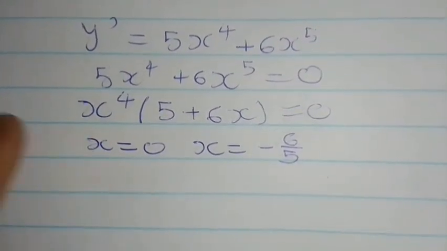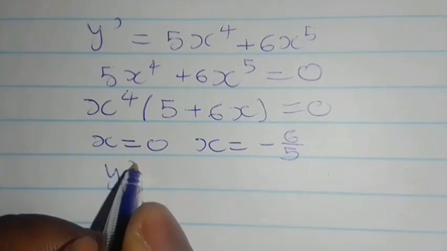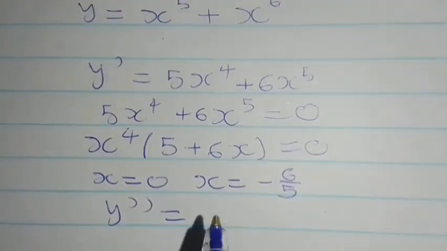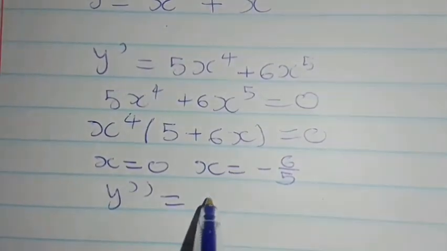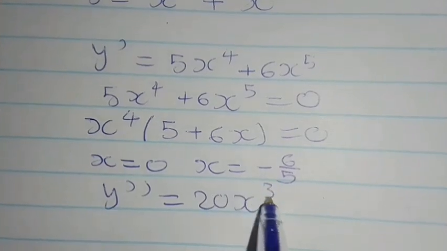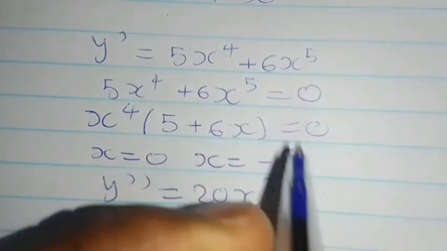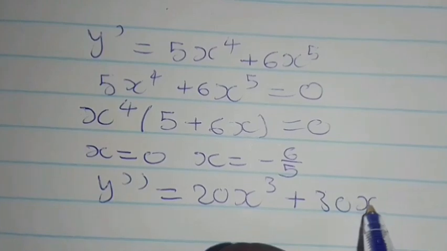Now, if you take the second derivative of that function, so it's basically the derivative test. Now 5 times 4, that's 20, so you have 20x to the third, plus 5 times 6, that's 30, so you have 30x to the fourth.